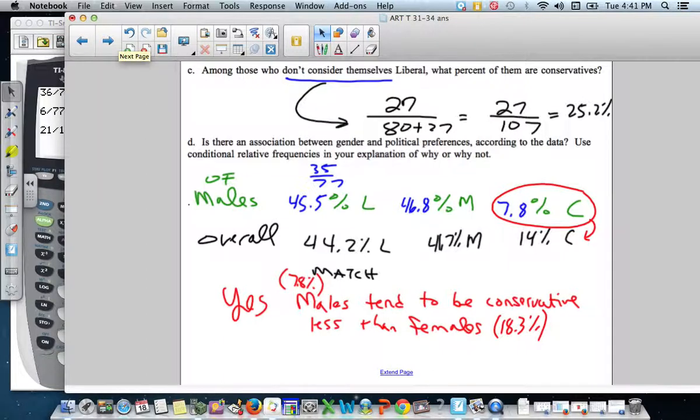Make sure in your answer here you have shown some conditional relative frequencies, which are these percents that we're comparing. And the same thing for C. Make sure you actually calculate the percent for that.